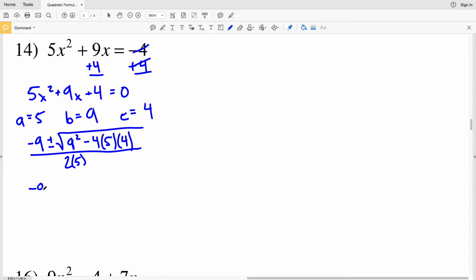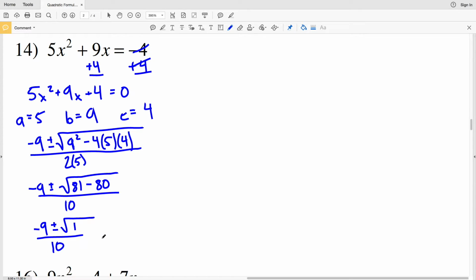So that's going to be negative 9 plus or minus the square root of 9 squared, which is 81, minus 4 times 5 times 4, which is 80. And that's divided by 2 times 5, which is 10. So I'll have negative 9 plus or minus the square root of 81 minus 80, which is positive 1, all over 10. So that's going to be negative 9 plus or minus 1 divided by 10.